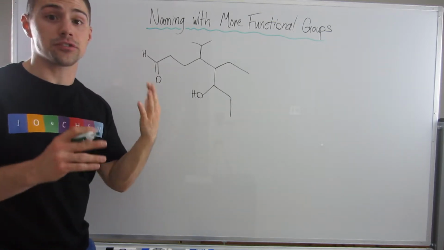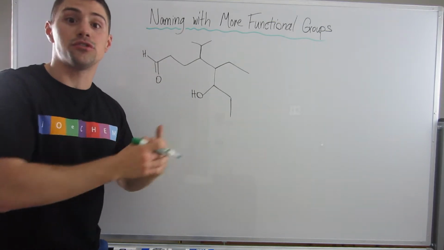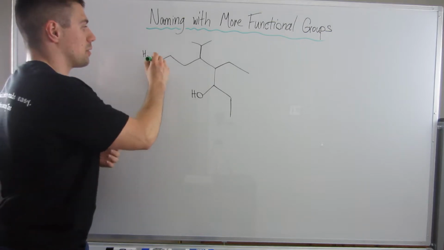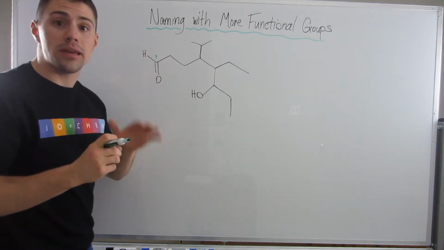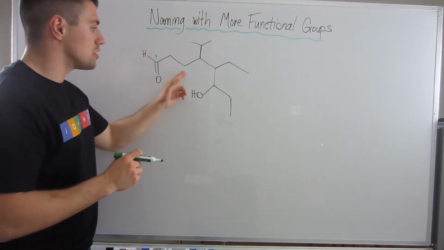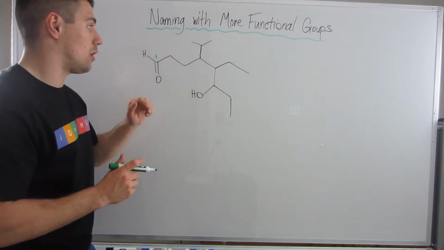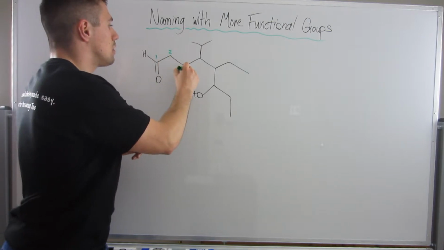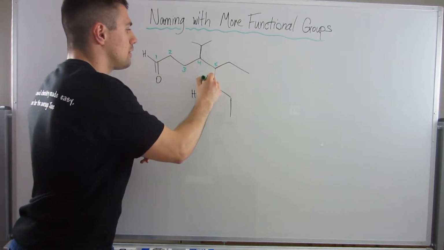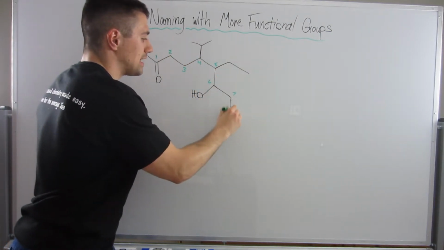Because aldehydes are characteristically terminal, they're at the end of chains. So we're going to start numbering here. And from here, we're just going to make the longest chain, but we are also going to try and incorporate our other highest priority functional group as well, the alcohol. So 1, 2, 3, 4, 5, 6, 7, and 8.